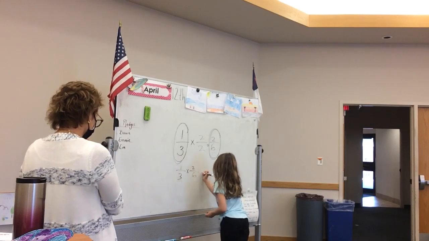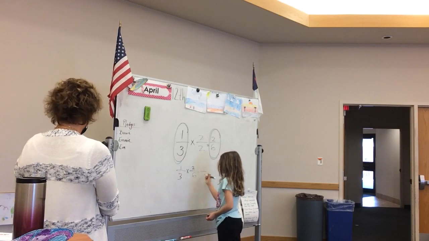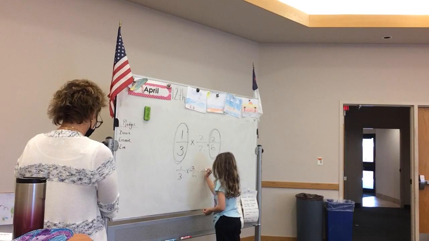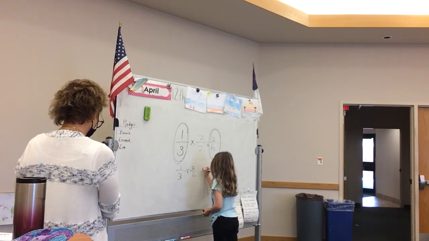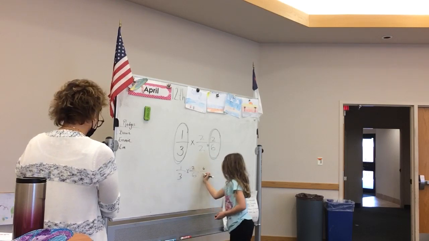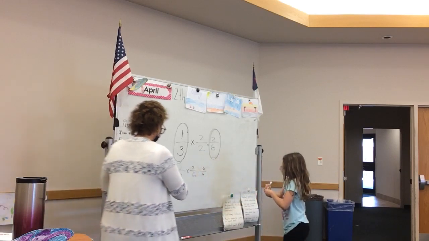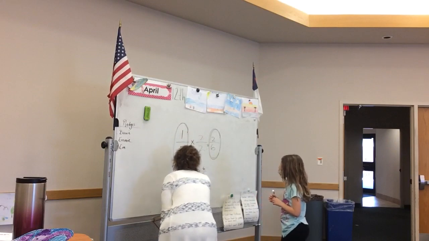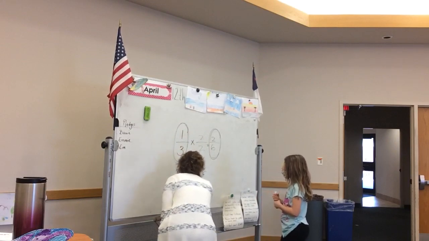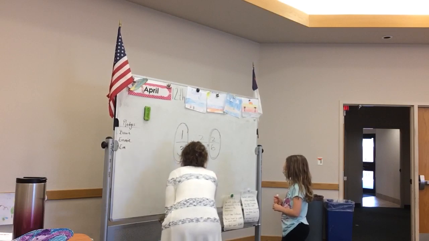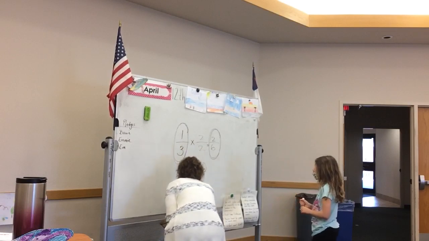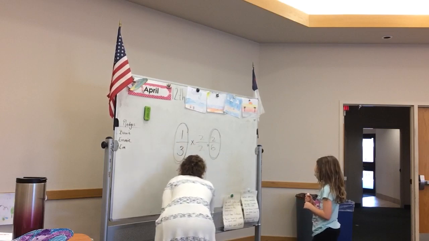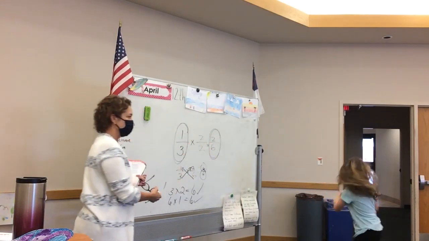Good. Now what's the next step you're going to do? All right, so the best thing to do, so it doesn't get confusing, is to write it out. So I'm going to multiply 3 times 2, you got it right, which is 6. And then I'm going to multiply 6 times 1, which you got, 6. Are they equivalent? They are, good job.